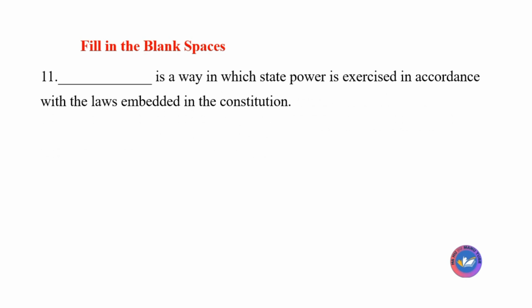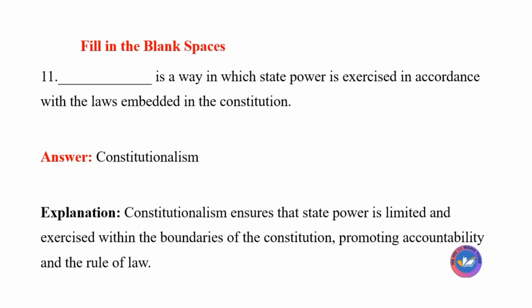Fill in the blank spaces. Question number 11. Dash is a way in which state power is exercised in accordance with the law embedded in the Constitution. The answer is constitutionalism. Constitutionalism ensures that state power is limited and exercised within the boundaries of the Constitution, promoting accountability and the rule of law.